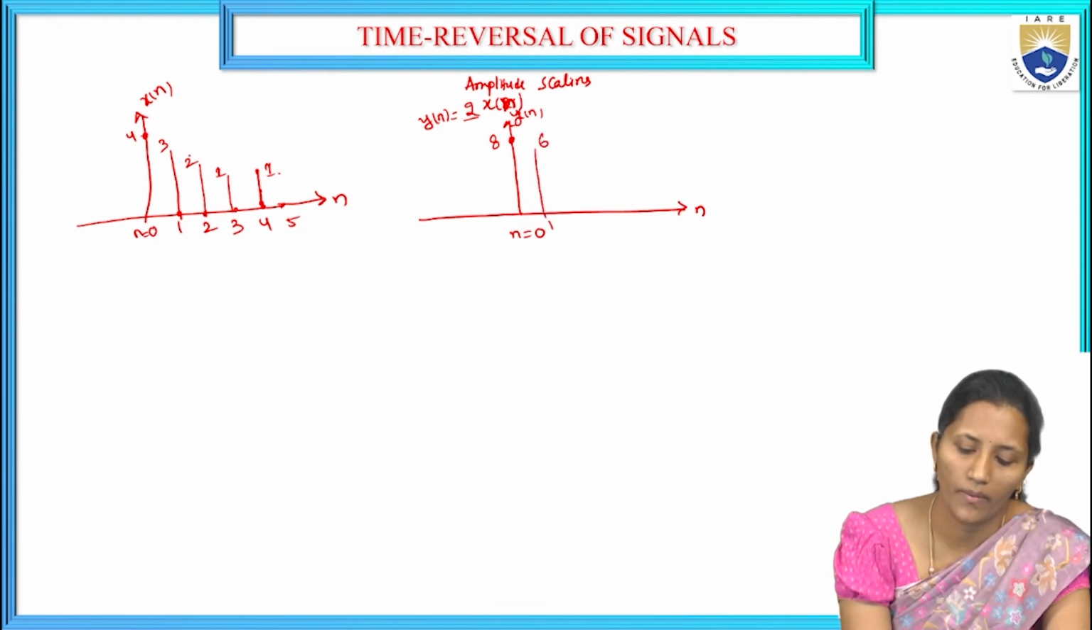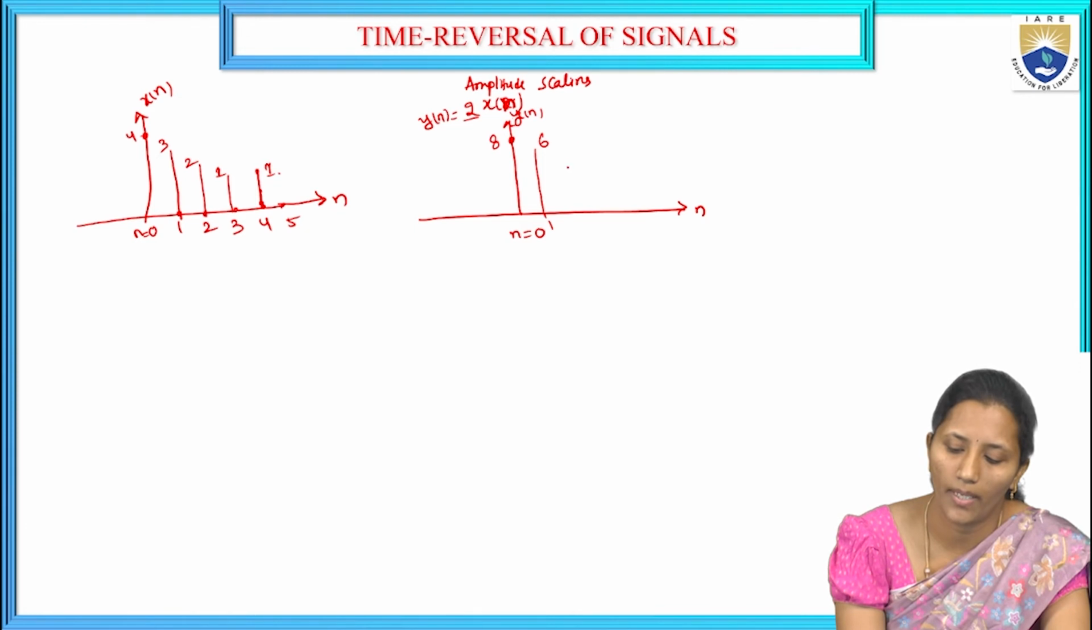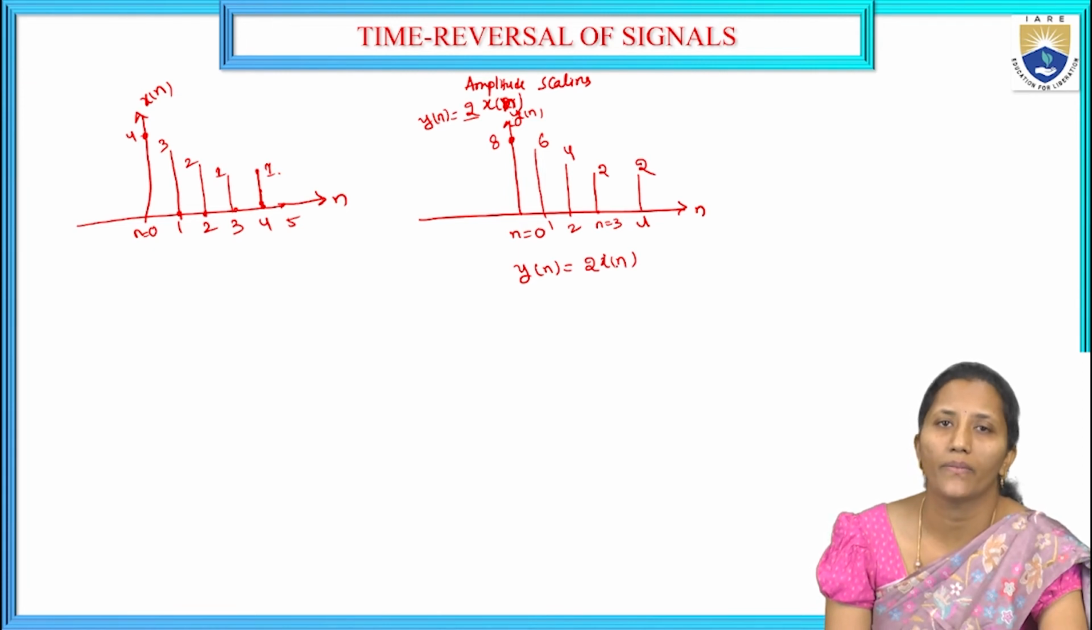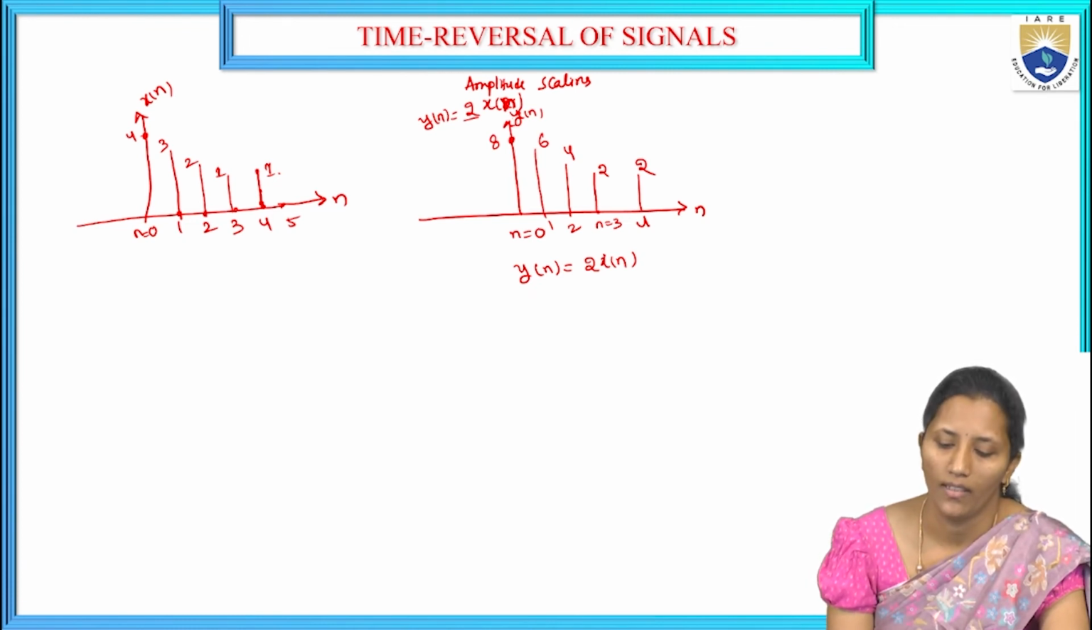For n is equal to 2, for the original signal we have 2, that will be multiplied by 2, then we are going to get 4. For sample value n is equal to 3, magnitude is 1, so 1 into 2, 2. So, this is the y of n signal, where y of n is equal to 2 into x of n. Only the amplitude of the signal will be changed, and the periodicity of the signal will not be changed in amplitude scaling.